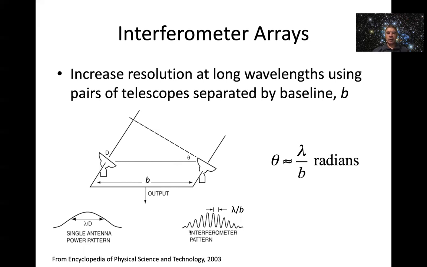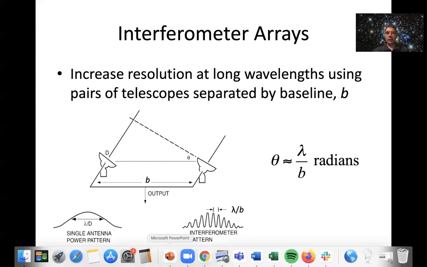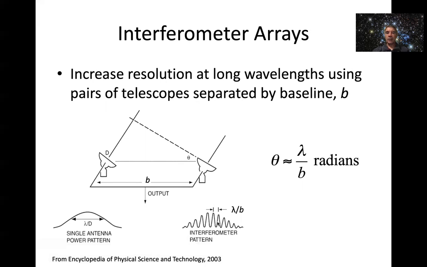So instead of getting a normal diffraction-limited pattern from a single telescope, when you combine two electromagnetic waves together, you get the phenomenon of interference. So you get an interference fringe, which is represented here. The spacing between these fringes is proportional to the wavelength divided by the baseline, the separation between the telescopes, rather than the much poorer resolution, lambda over D, of the single dish.